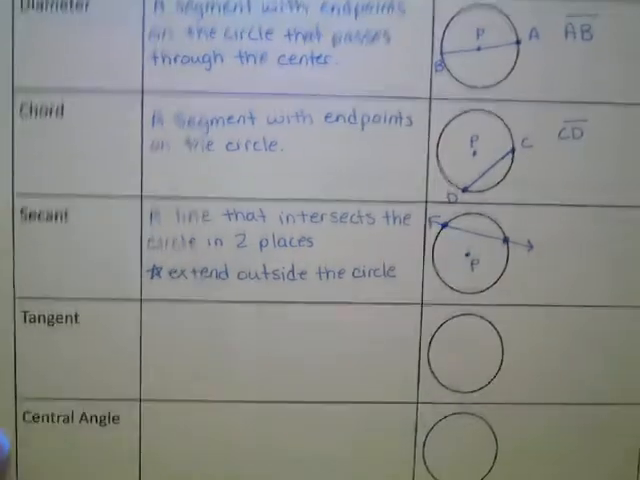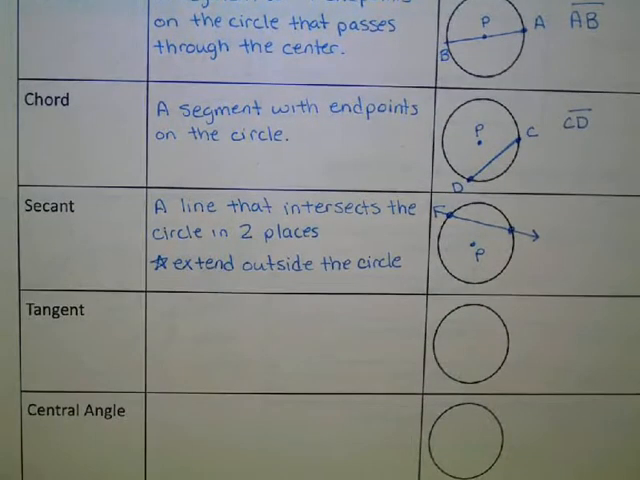Alright, a tangent is another type of line, segment, or ray. It's a line that intersects the circle at exactly one place.